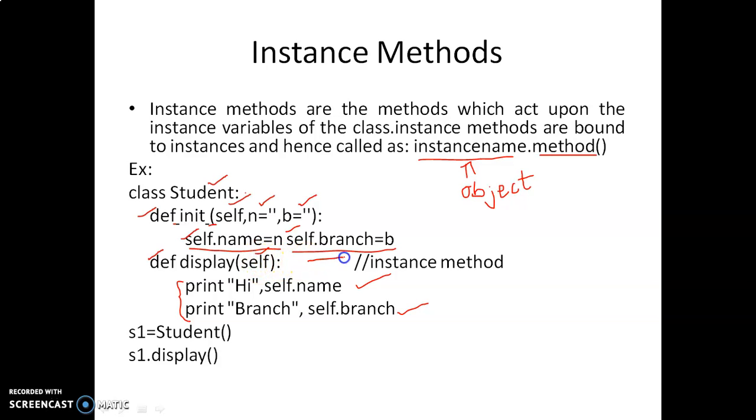This instance method we can access with the object of the class. Next, we are creating an object for Student: s1 equals Student, and s1.display. This is the display method of the s1 instance. Say if you are creating one more instance as s2 and you are calling s2.display, then this method is called as s2 instance's display method. Like this, we have a number of methods for each and every instance. Next, we'll see another type of method.